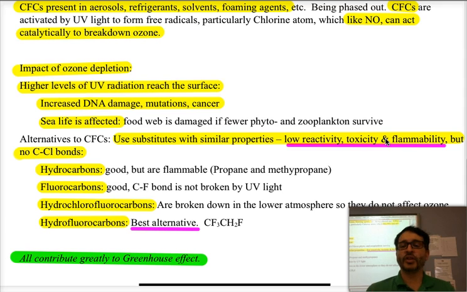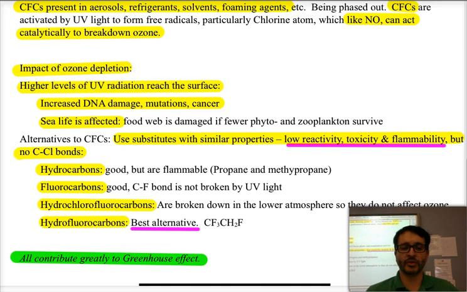All right. The problem with any of these, including CFCs, is that they all contribute to the greenhouse effect, and that is a big problem that we have. Now we're going to go ahead and move into dissolved oxygen in water.